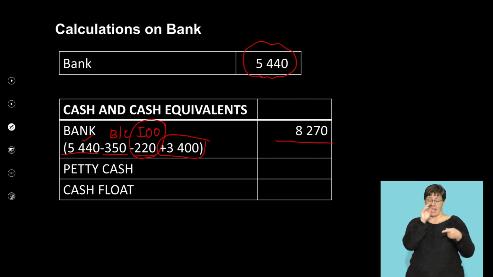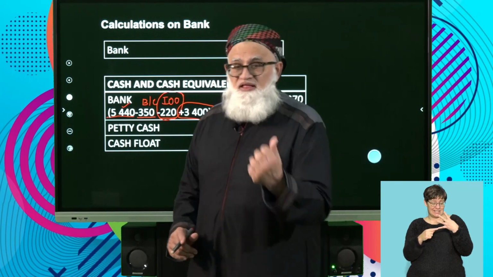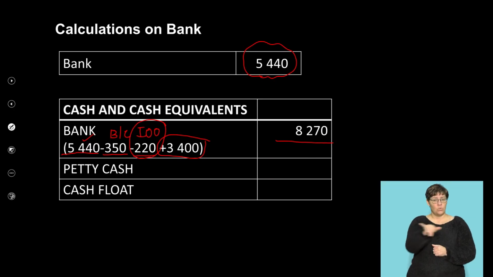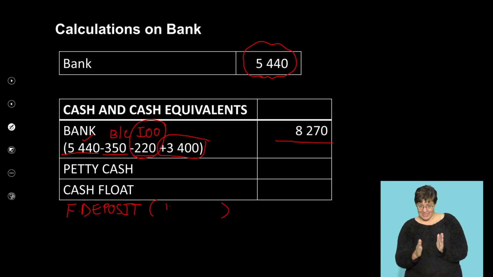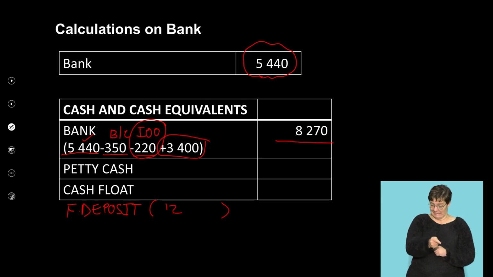Okay. What else goes into this note, namely your cash and cash equivalents? It will be your bank, which you've seen there, plus your petty cash, plus your cash float, and another very important figure: the fixed deposit, the one maturing within 12 months. Remember, the one that's going to mature within 12 months will be taken out of my fixed deposit under financial assets and will be added to my cash and cash equivalents. So keep this in mind.